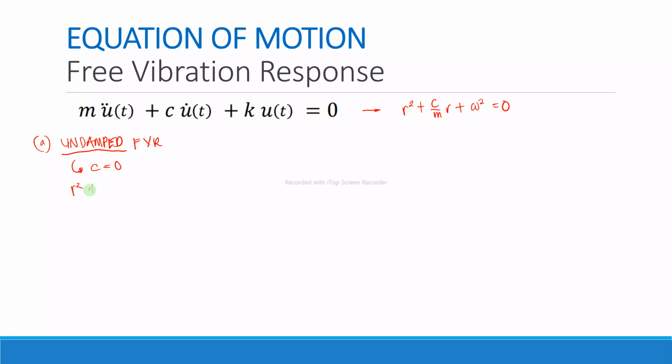So r squared plus c over m r plus omega squared is equal to 0, and the damping term becomes 0. So we are left with r squared plus omega squared is equal to 0. Now let's find the root. We'll have r squared is equal to negative omega squared. Extract the square root of both sides, and we are left with r is equal to positive and negative i omega. We have i because the square root of a negative one is a complex number.